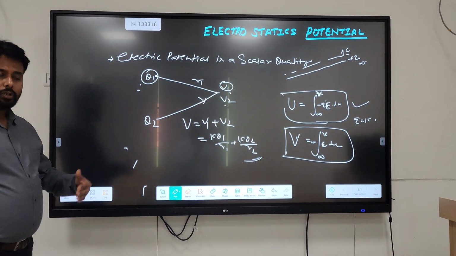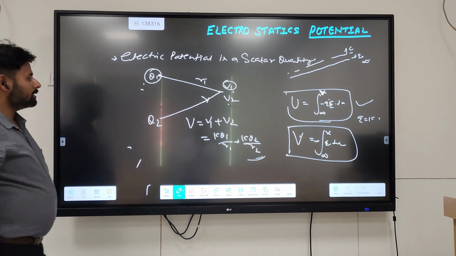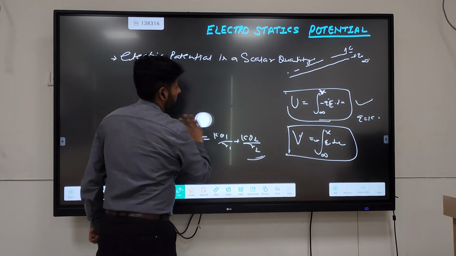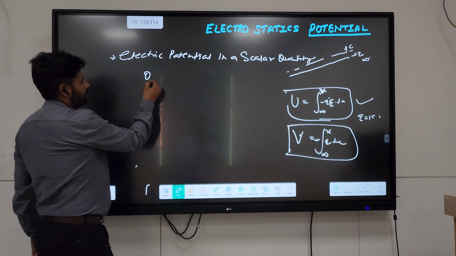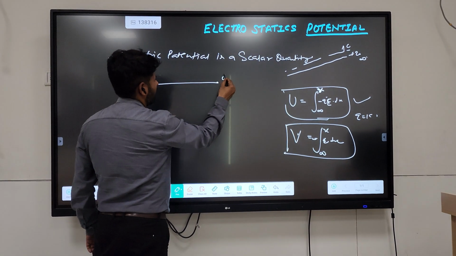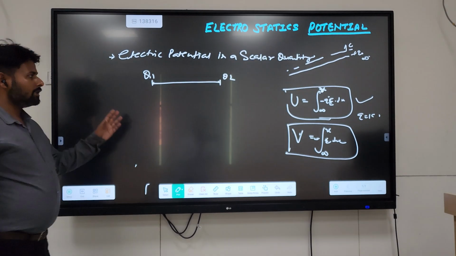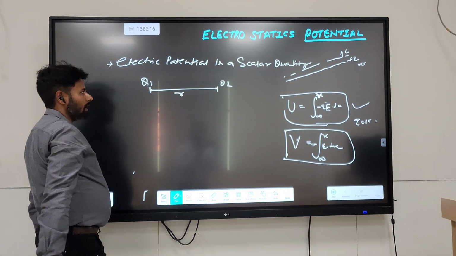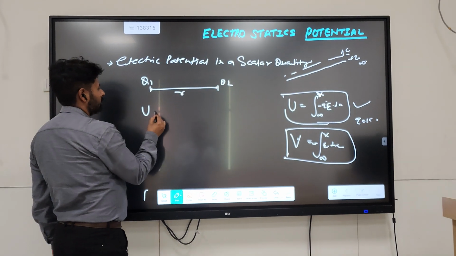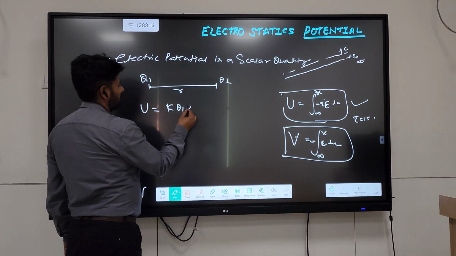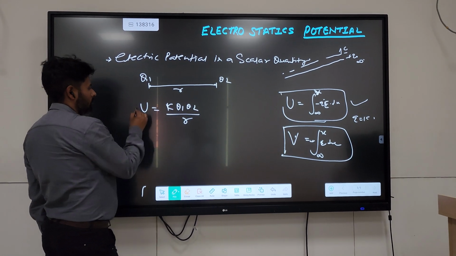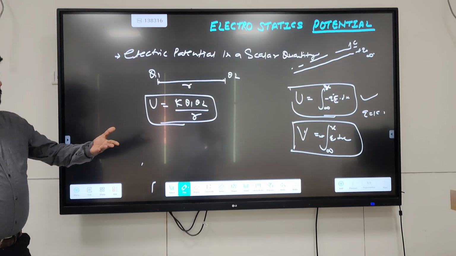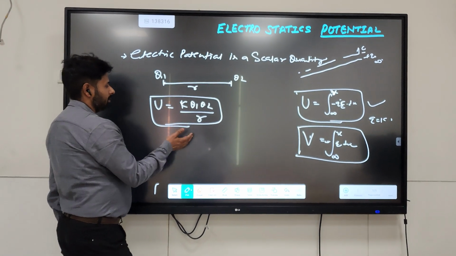Okay, and if I am talking about the potential energy, what will be the potential energy between two charged particles? If this is Q1 and this is Q2, and they are at a distance of R, the potential energy U will be equal to kQ1Q2 by R. This is the potential energy because of the two charge system. And if there are more charged particles, how can you explain it?